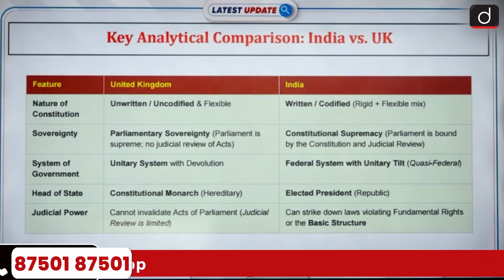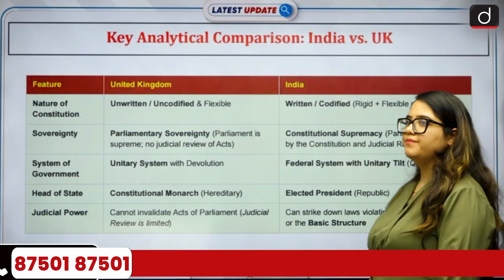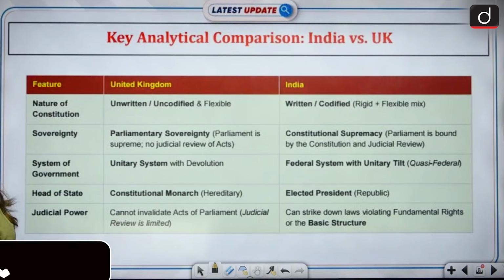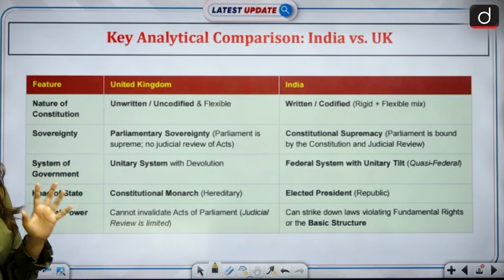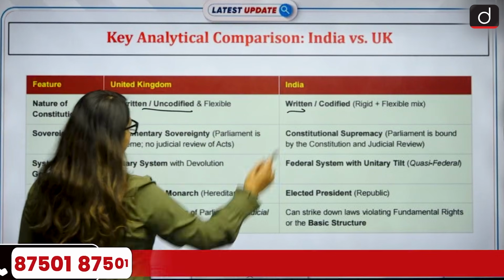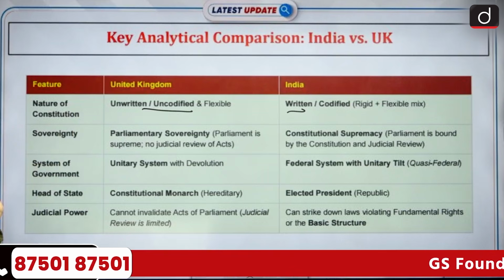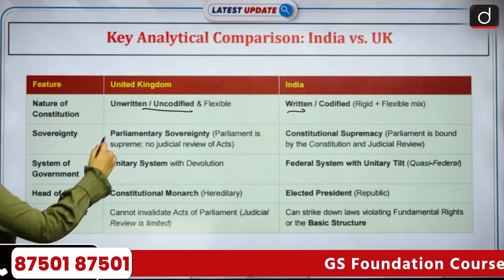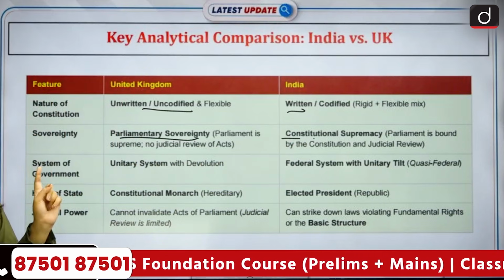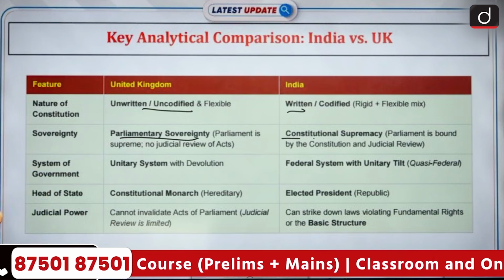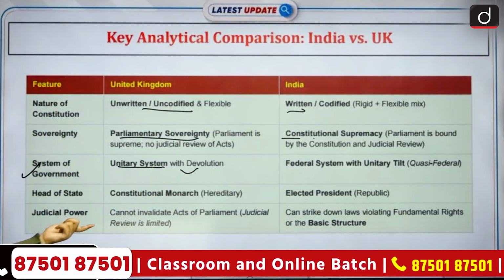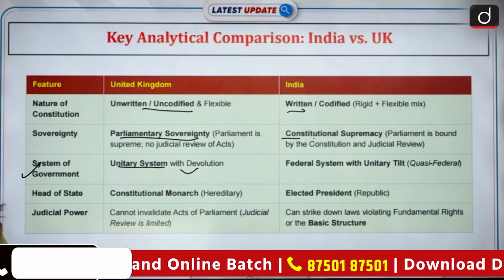Do you understand that, first of all? Yes? Okay. Now let's understand the difference between the Indian and UK constitutions, apart from the fact that one is written and the other unwritten. UK: unwritten, uncodified, flexible. India: written, codified, a mix of rigid and flexible. In terms of sovereignty, in the UK Parliament has the sovereignty, while in India there is constitutional supremacy. Parliament is bound by the constitution and judicial review. System of government: unitary system with devolution in the UK, a federal system with a unitary tilt, that is a quasi-federal structure, in India.